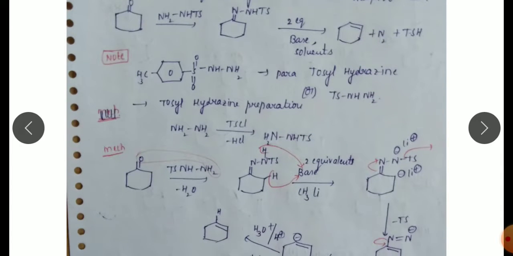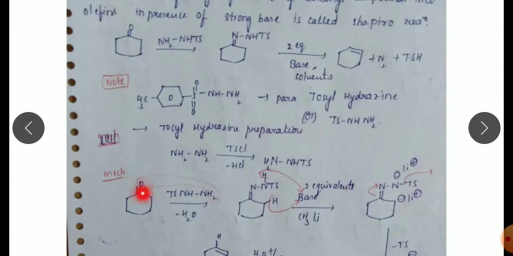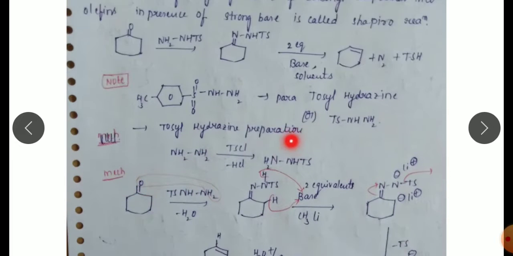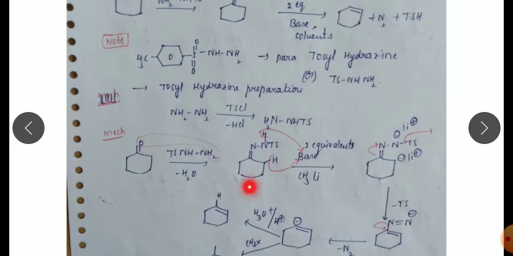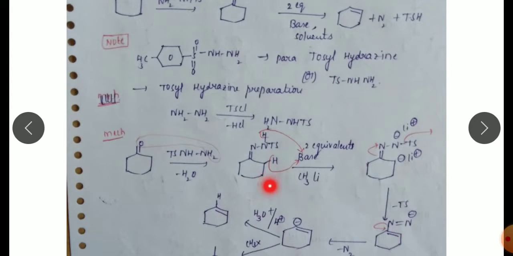I'm going to explain this mechanism. First, the carbonyl compound reacts with para-tosyl hydrazine, TsNHNH2 for our simplification. Then H2O is eliminated from these two compounds. So the tosyl hydrazine is converted into the tosyl hydrazone of the carbonyl compound. This is called the tosyl hydrazone of the carbonyl compound.